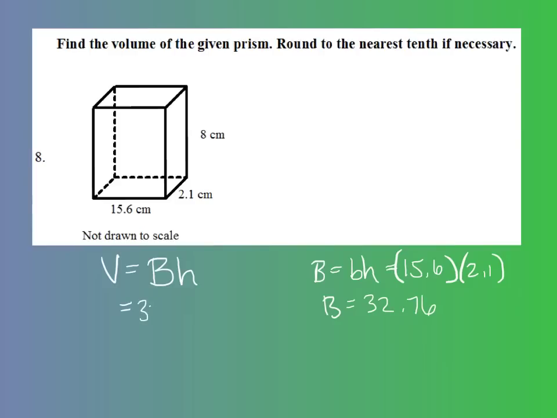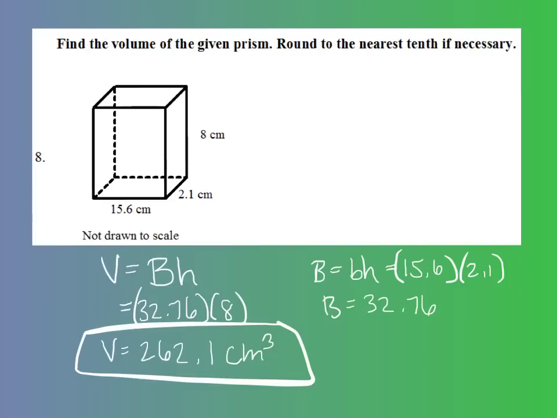32.76 times my height. My height that they gave me is 8. So my volume, and it says round to the nearest tenth if necessary, is 262.1 centimeters cubed.